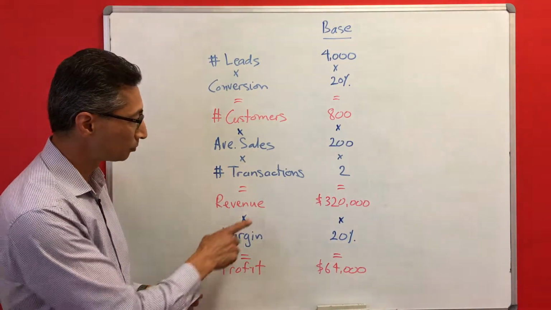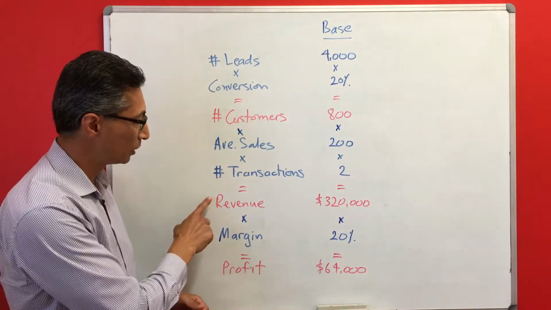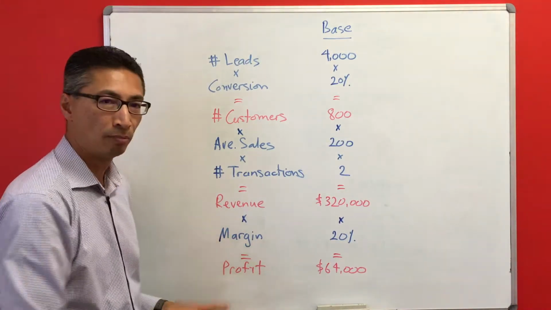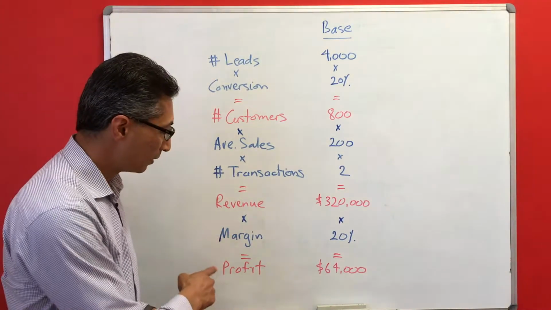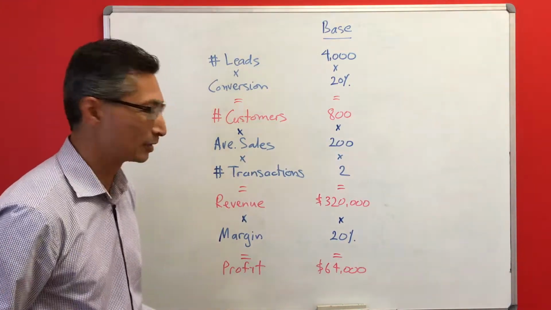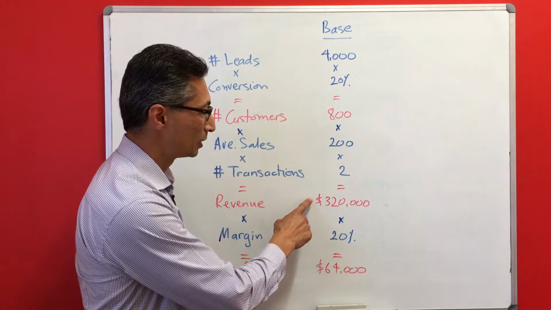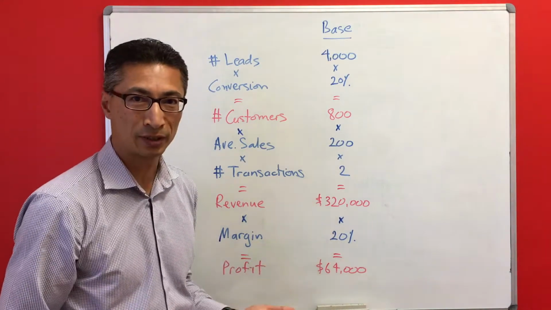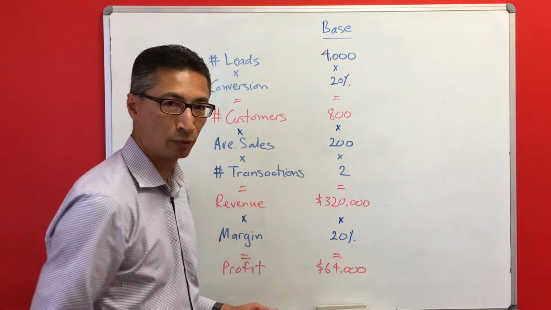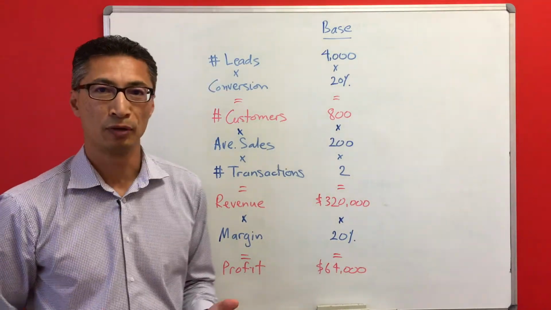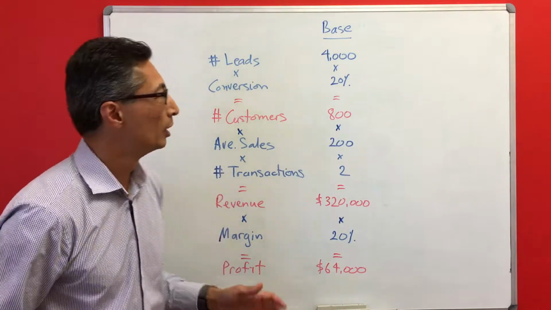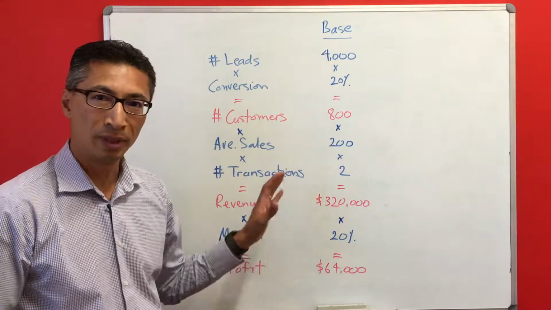Then we take this revenue figure and multiply it by a net profit margin, and that gives us the profit for the year. That's fair enough, I suppose. So in this example, once again, the business does $320,000 worth of sales every year. It has a 20% net profit margin, and that gives us a net profit of $64,000. So that's fairly straightforward. I mean, that's just maths.